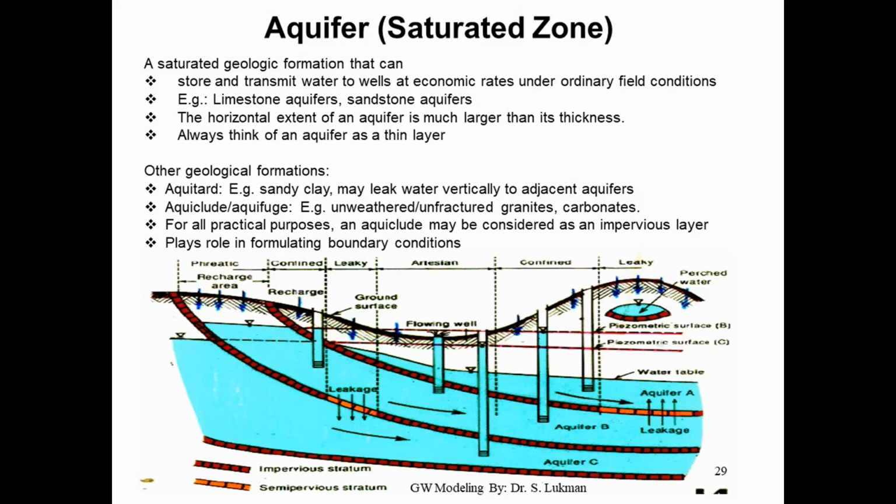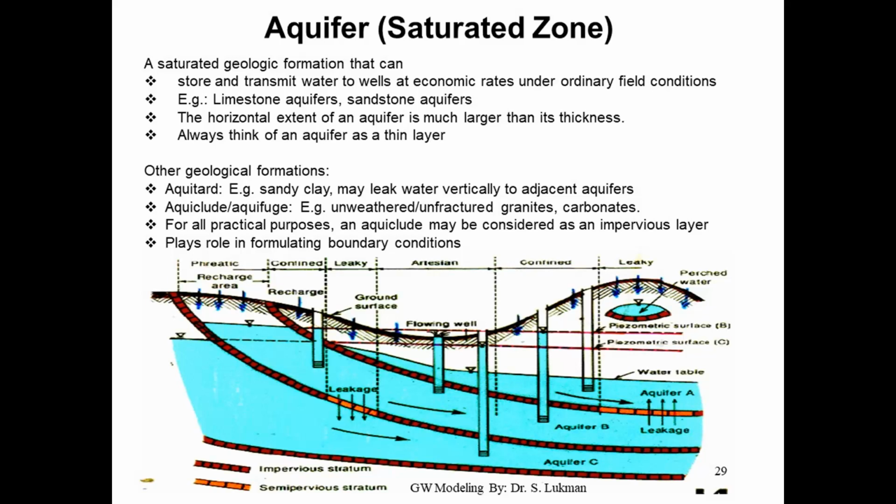The horizontal extent of an aquifer is much larger than its thickness. This has some modeling implication. The thickness, which we normally call B, is usually extremely smaller than the horizontal extent, than its length. Okay? This could have some implication when we come to the modeling aspect. And always think of an aquifer as a thin layer, meaning the depth, the width of the aquifer is usually very small compared to the length. So always think of an aquifer as a thin layer.